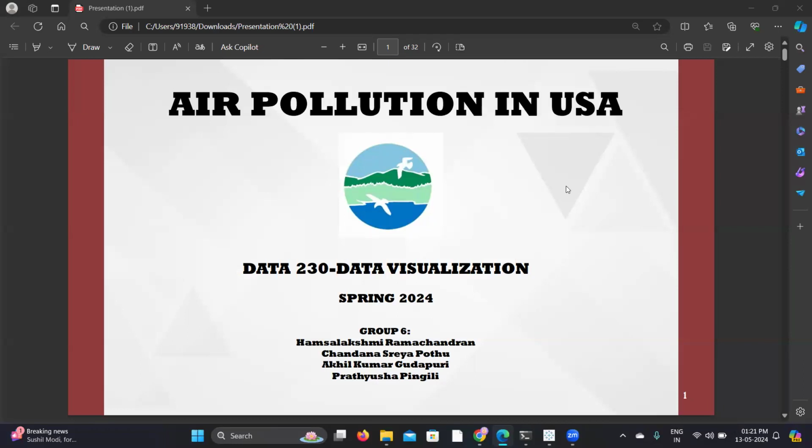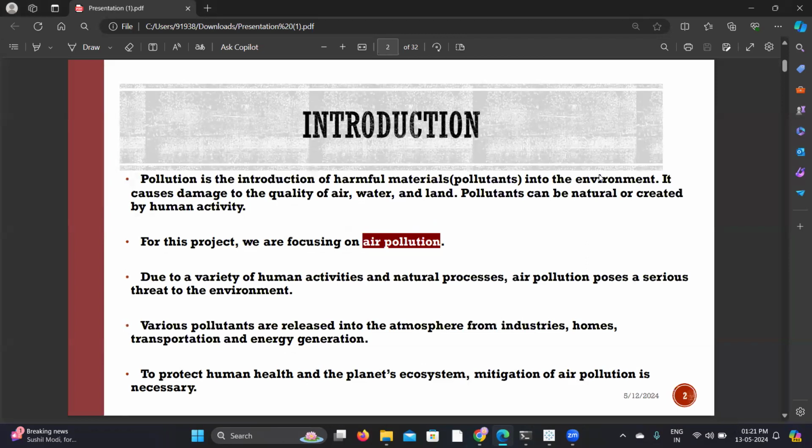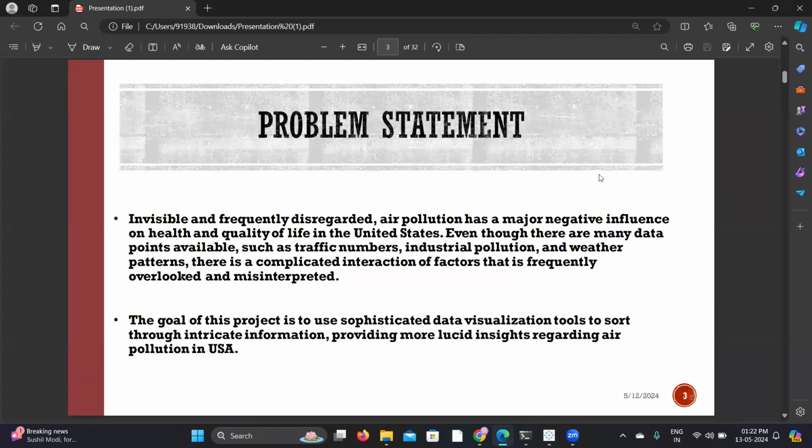So let's go into our PPT. Here, pollution involves the introduction of harmful materials into the environment, significantly affecting the quality of our air, water, and land. In this project, we delve into air pollution, which is a critical environmental threat due to various human activities and natural processes. The problem statement is that despite being frequently overlooked, air pollution has a profound negative impact on health and quality of life.